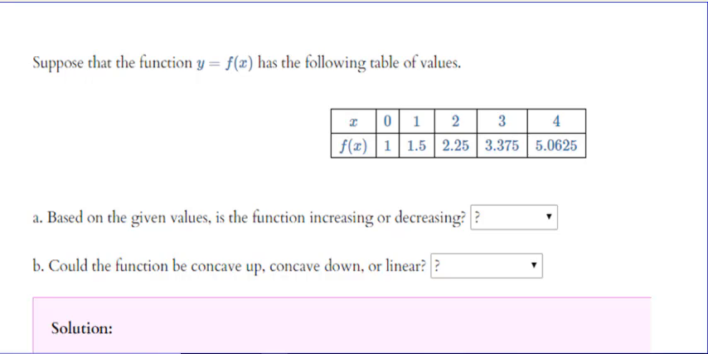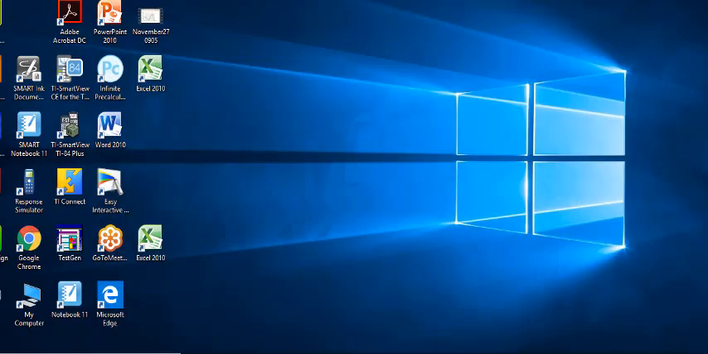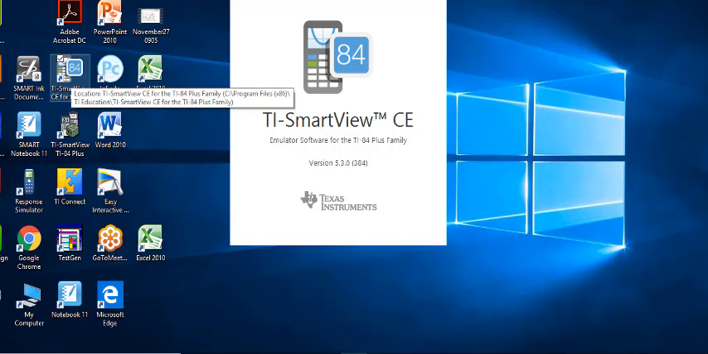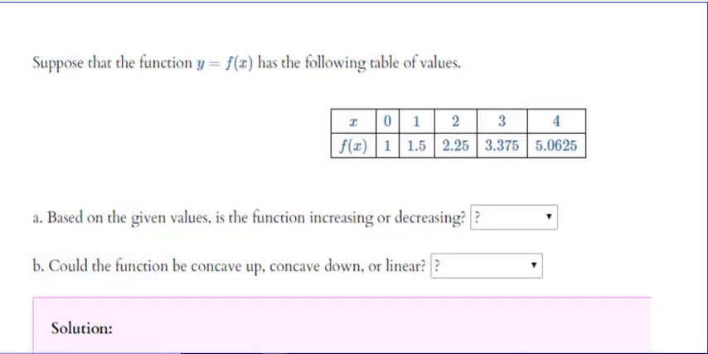Alright, so suppose that the function y equals f(x) has the following tables of values. Is the function increasing or decreasing? Could the function be concave up, concave down, or linear? So I'm going to show you this, and I guess the easiest way to do this would be just to show you how to do it on the calculator. Let's take a picture of the problem.